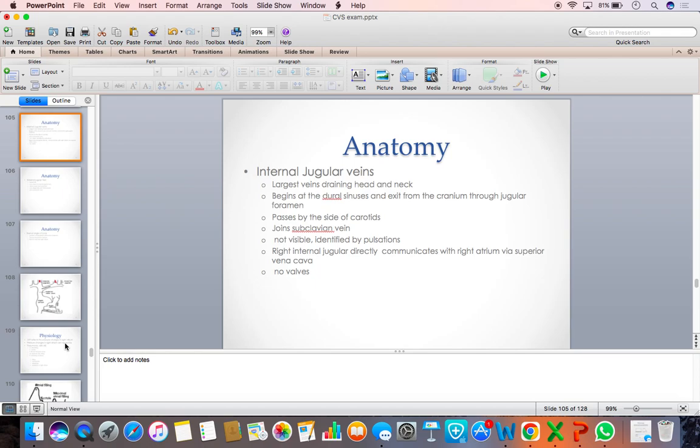Whereas on the left side, the internal jugular vein communicates with the superior vena cava via the innominate vein before it empties into the right atrium. So the changes of the pressure in the right atrium are better reflected on the right jugular vein pulsations instead of the left jugular vein. So for JVP, you examine the wave pattern in the right jugular vein.